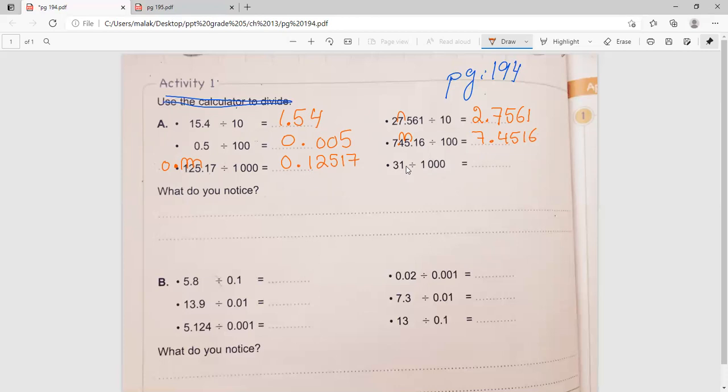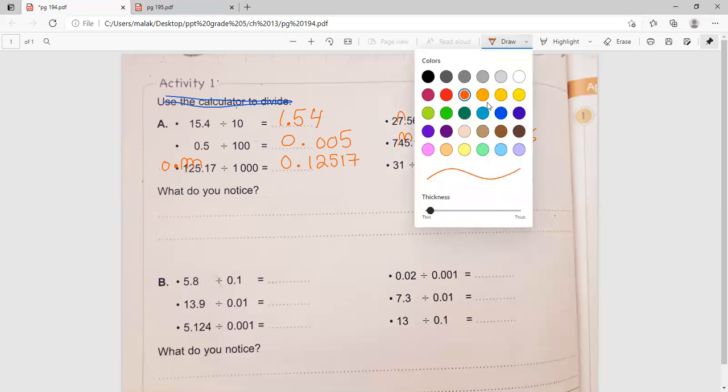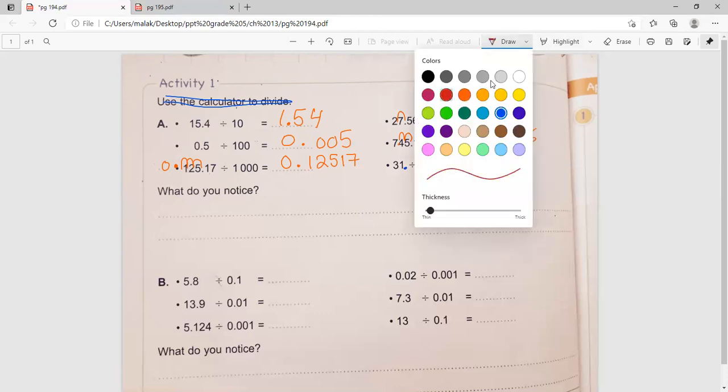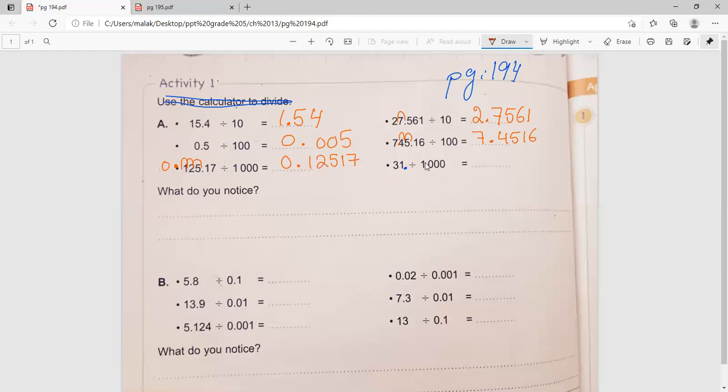هلا 31. طيب ما في عنا point حتى نحركها. نحن قلناها بالaddition والsubtraction للديسيمال numbers. If there is no point, where should I put it? I put it at the end, so it's written here. Okay? هلا I move the point. يعني 31 هو the same as 31.0.